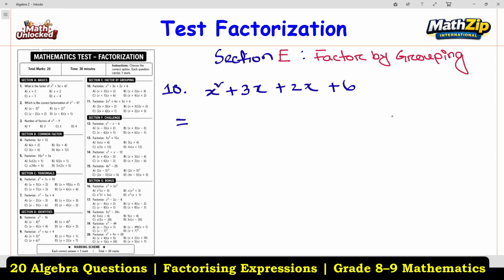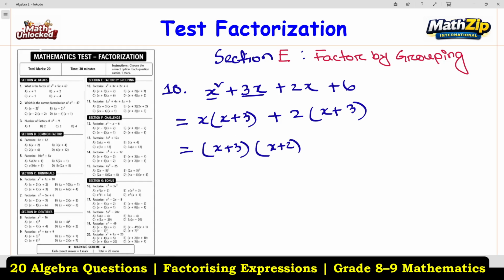Look, here it is already mentioned that we have to make this one grouping. So x square and 3x, we can take common x. Here will be x plus 3. And here is 2x plus 6. We can take common 2. Again here x plus 3. Finally, we can take common x plus 3. And here will be x plus 2.